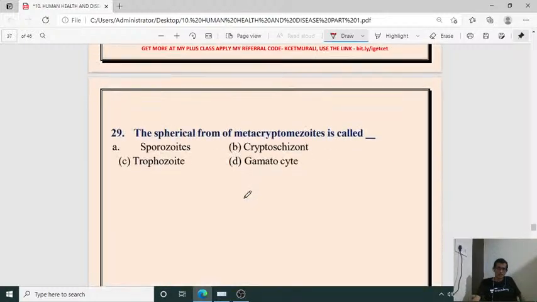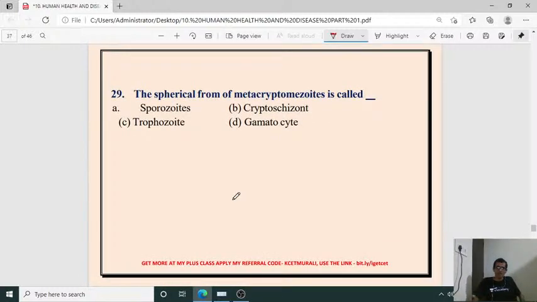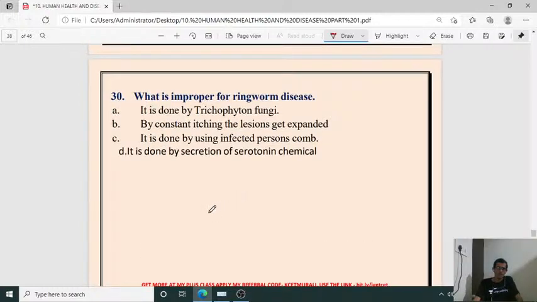And the last two questions. The spherical form of metacryptozoids is called what? 29, it is called trophozoite. This is the intermittent stage in the life cycle of Plasmodium. And the last question, what is improper?